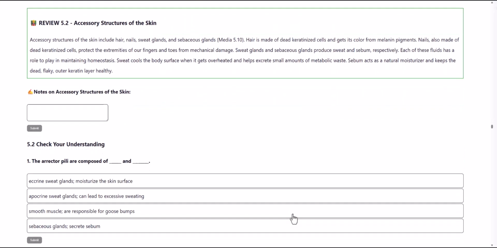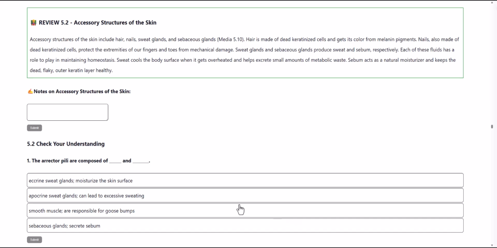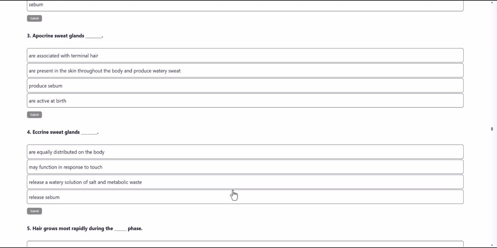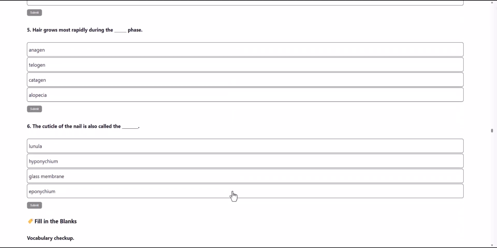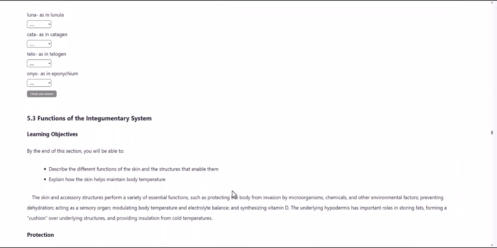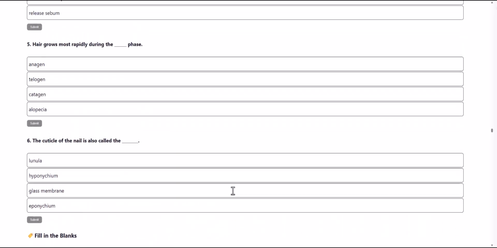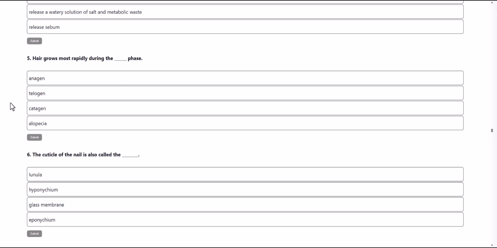So that brings us to the end of 5.2 and a discussion of the accessory glands. Answer these few questions and make sure you understand. If I skipped it, then you don't need to worry about the question related to that material. For example, this question about the phase of hair growth, we didn't talk about that, so you're not responsible for that information.